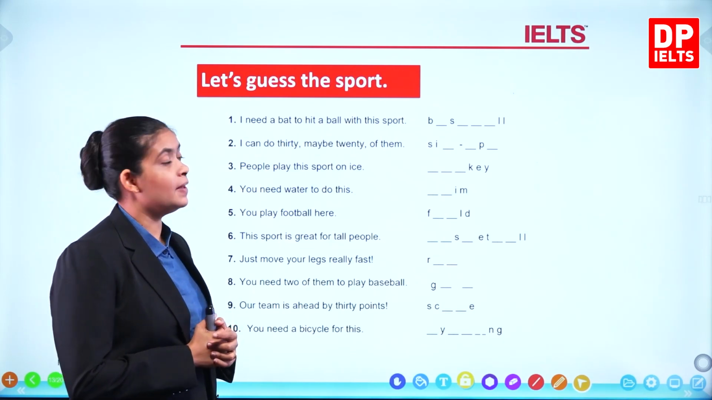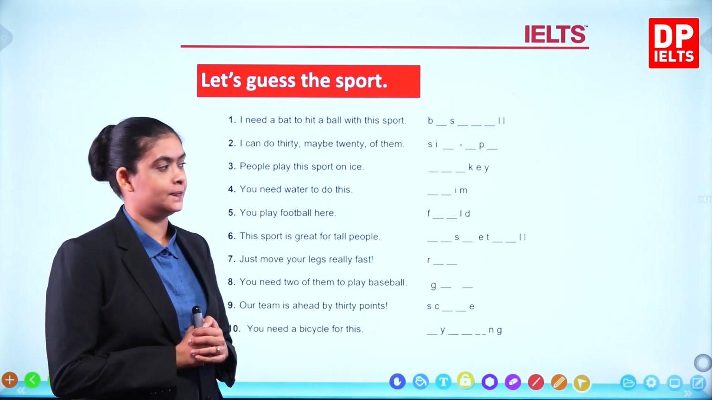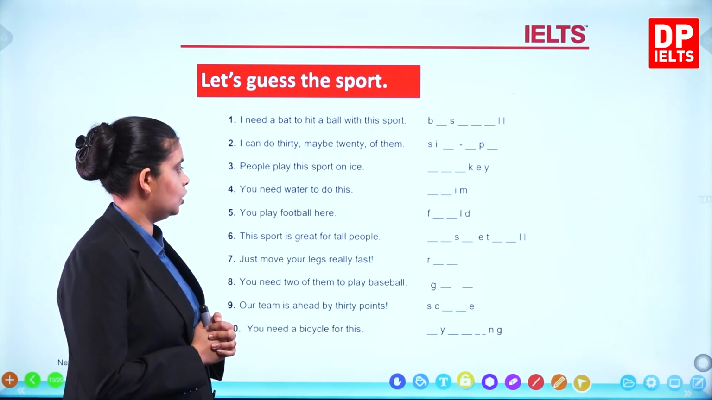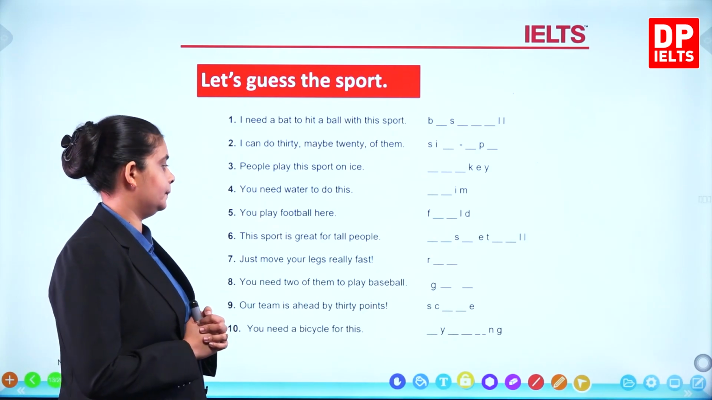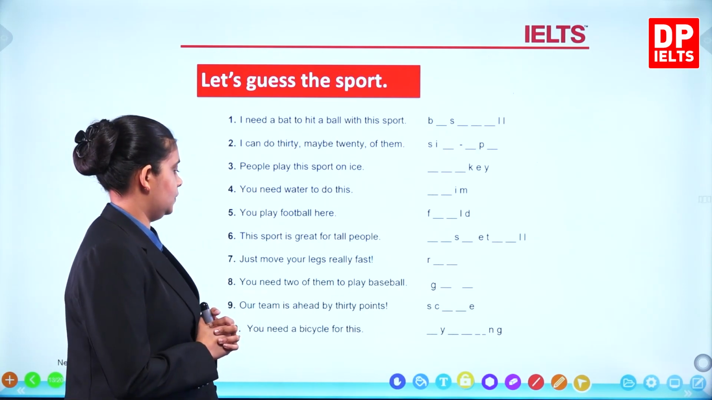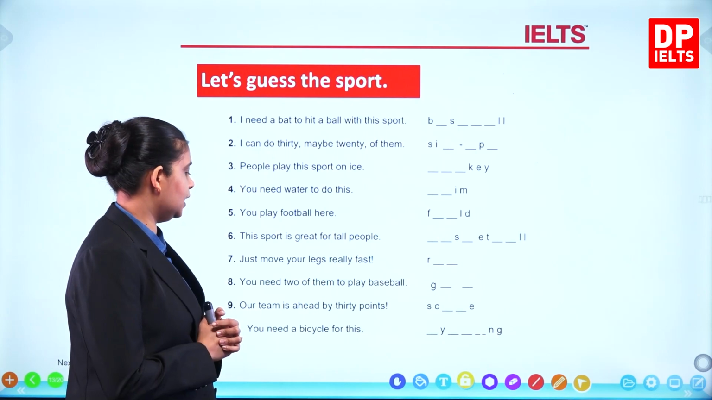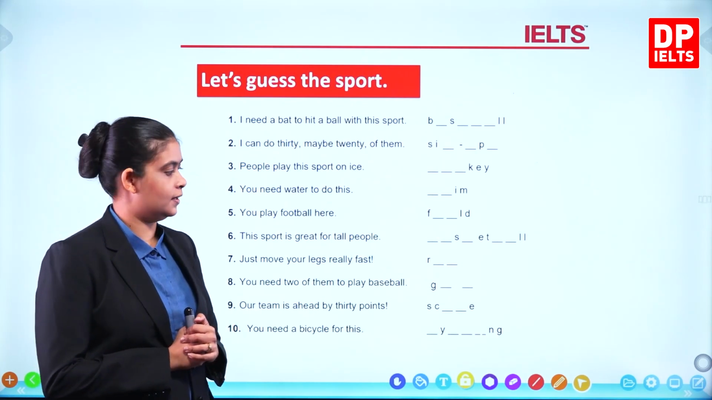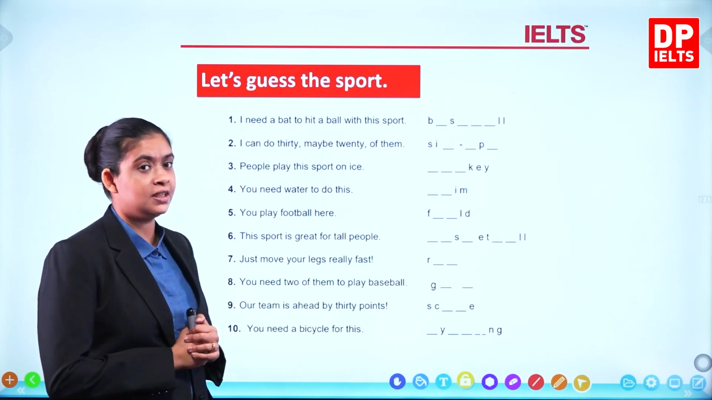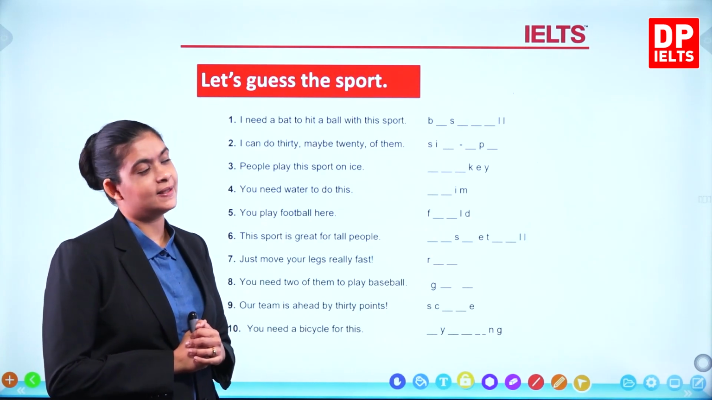I can do 30, maybe 20 of them. People play this sport on ice. You need water to do this. You play football here. This sport is great for tall people. Just move your legs really fast. You need 2 of them to play baseball. Our team is ahead by 30 points. You need a bicycle for this, right?